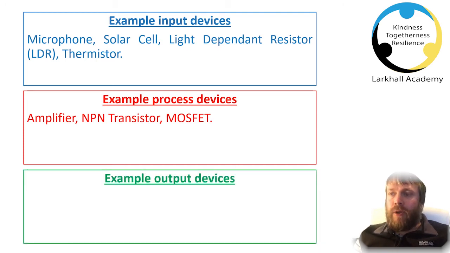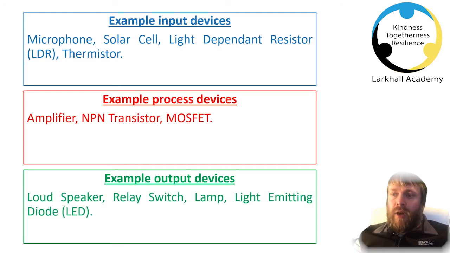And finally, example output devices. Here I've got a loudspeaker, a relay switch, a lamp, a light emitting diode or an LED. Again, if there's any of those you're unsure about, don't worry too much. I'm thinking about the relay switch. We'll probably talk a little bit about the relay switch in more detail again after the summer holidays. So these are just some examples of input, process and output devices.